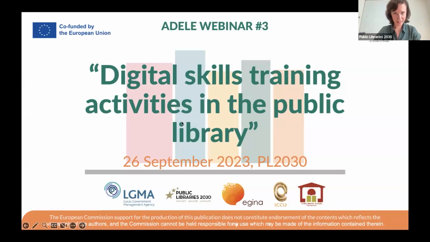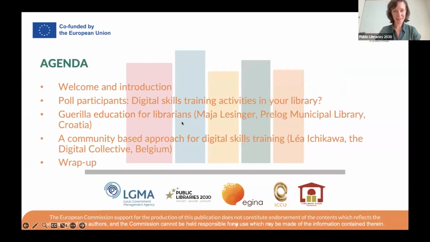Today we have a really great program. We talk about digital skills training activities targeting librarians and users. We want to hear a bit about your practices in your libraries. I give you a short introduction on frameworks that might be useful to evaluate and reflect on digital skills activities.